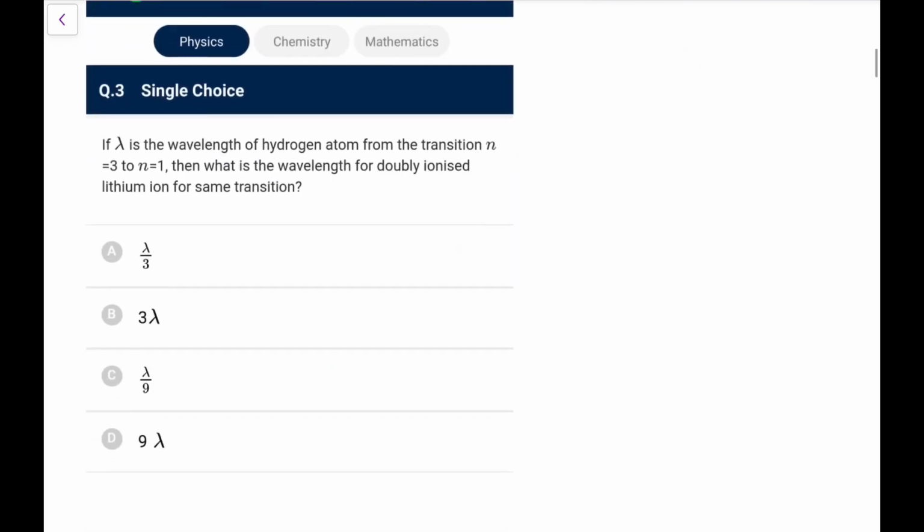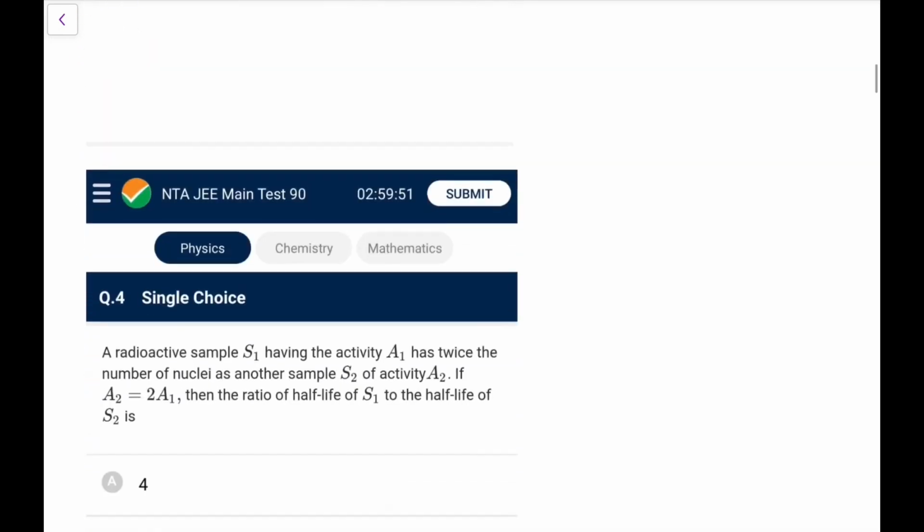Next, let lambda be the wavelength of the hydrogen atom for the transition 3 to 1. Then what is the wavelength for a doubly ionized lithium atom for such a transition? For such a transition for lithium, we say energy is proportional to Z square. So energy is 9 times, so wavelength would be 1 by 9 times for sure. So it would be equal to lambda by 9. I can directly go for it.